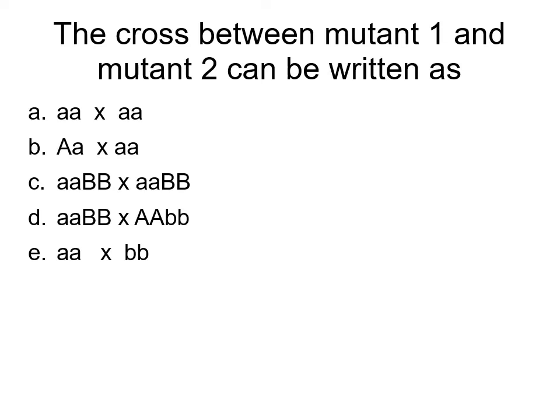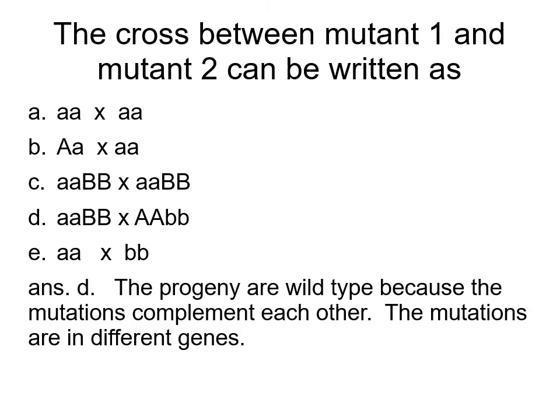So the answer is D. We have little a, big B, times big A, little b, in order to recognize the fact that we have two genes involved in our cross in order to predict our progeny phenotypes. Right. So the progeny are wild type because the mutations complement each other. The mutations are in different genes.